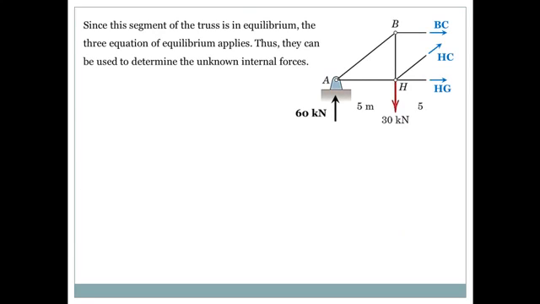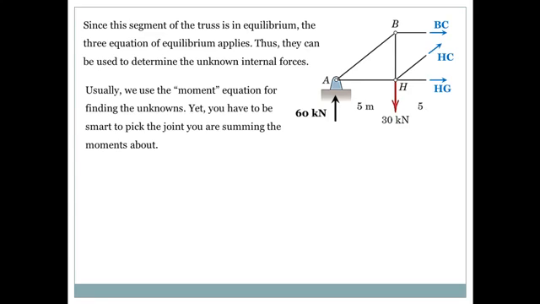Since this segment of the truss is in equilibrium, the three equations of equilibrium apply. The summation of the forces in the x direction is 0, the summation of the forces in the y direction is 0, and the summation of the moments about a point in this piece of the structure is 0. So we can use these equations, but we will use the moment equation, which is much faster for most of the cases in finding the unknowns. Yet you have to be smart to pick the joint you are summing the moments about.